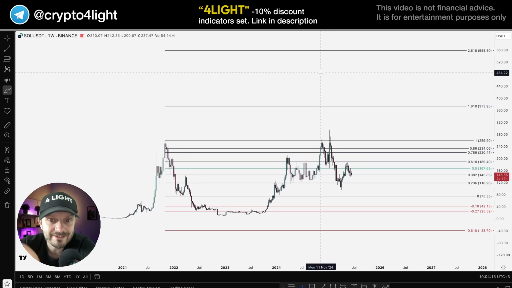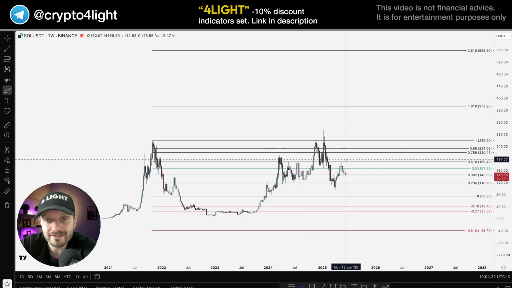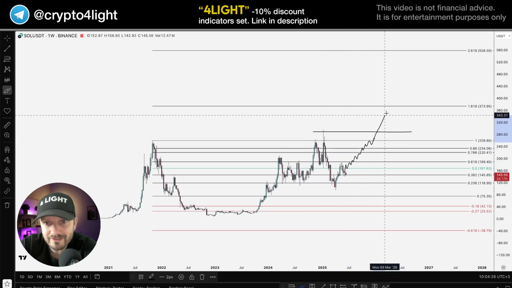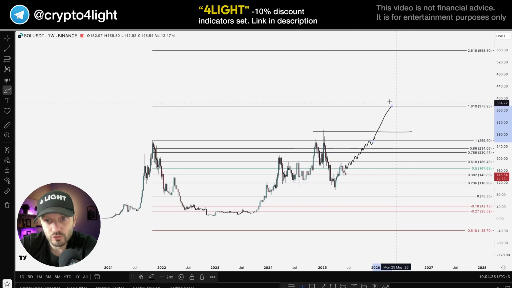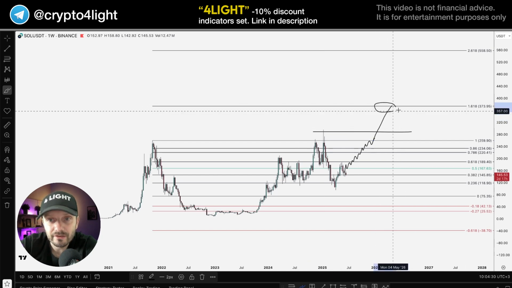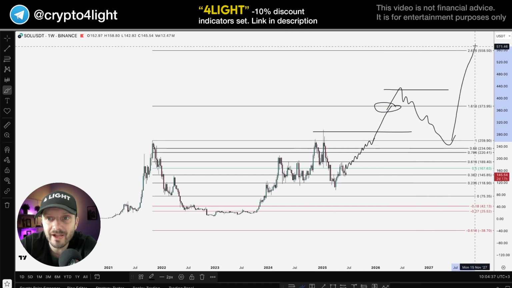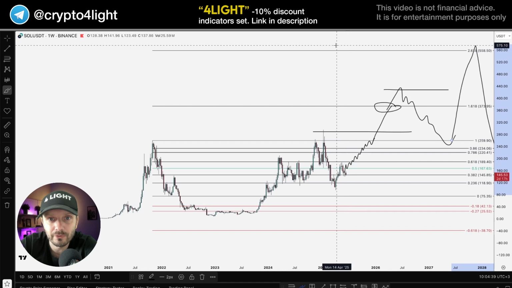The driver can be the SOL ETF. Just the rumors, or even the fact about a SOL ETF. And I will not be surprised if it starts climbing up to the top like this one, sweeps liquidity, hits a new all-time high here, and around here they will approve the ETF and we'll go down into correction again. So this is more likely. And after that, the last wave up and then the bear market.